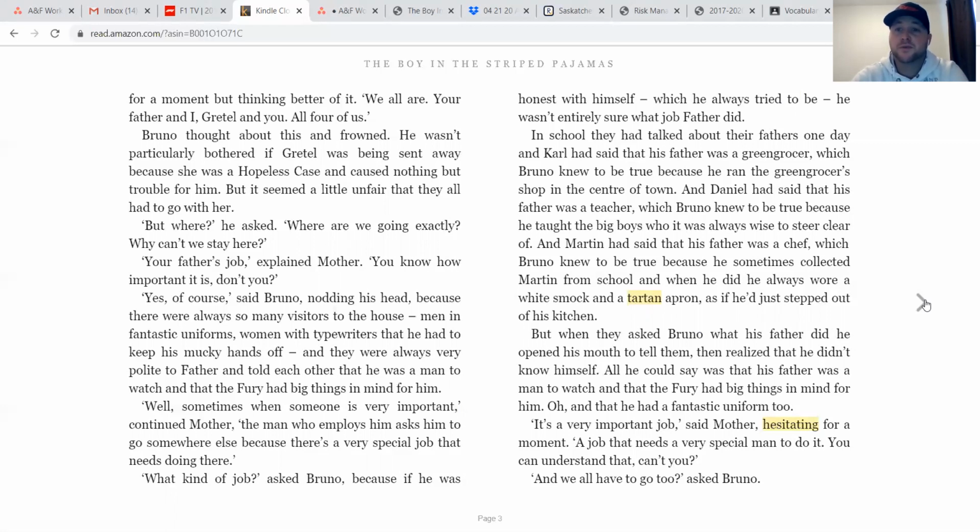In school, they had talked about their fathers one day, and Carl had said that his father was a greengrocer, which Bruno knew to be true because he ran the greengrocer's shop in the center of town. And Daniel had said that his father was a teacher, which Bruno knew to be true because he taught the big boys who it was always wise to steer clear of. And Martin had said that his father was a chef, which Bruno knew to be true because he sometimes collected Martin from school, and when he did, he always wore a white smock and a tartan apron, as if he'd just stepped out of the kitchen.